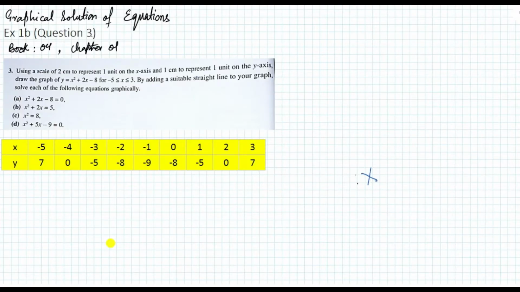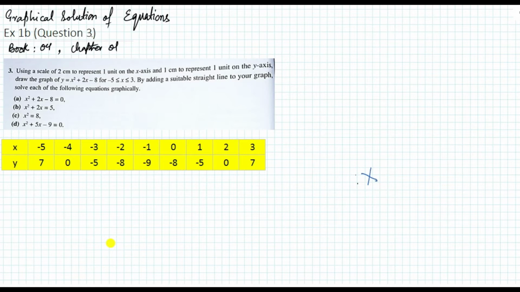Okay, here we have a topic, graphical solution of equations, exercise 1B, question number 3, from book 4, chapter number 1. The question is: using a scale of 2 cm to represent 1 unit on the x-axis and 1 cm to represent 1 unit on the y-axis, draw the graph of y = x² + 2x − 8 for −5 ≤ x ≤ 3.